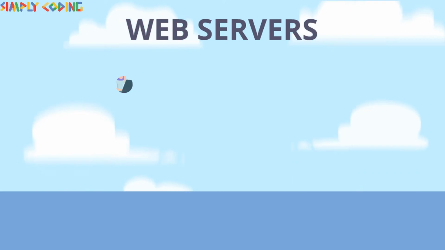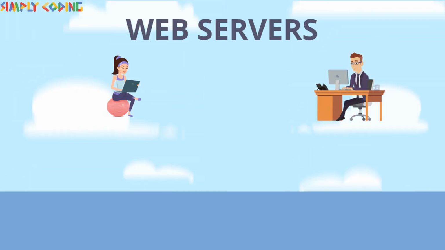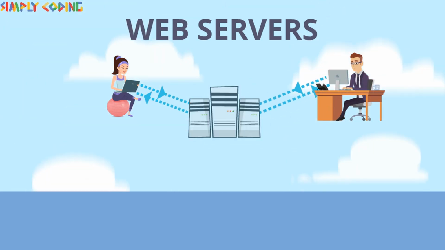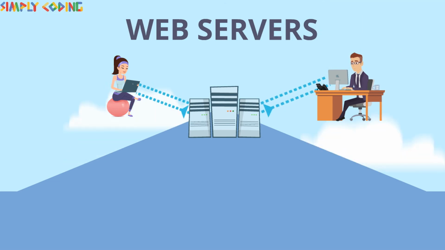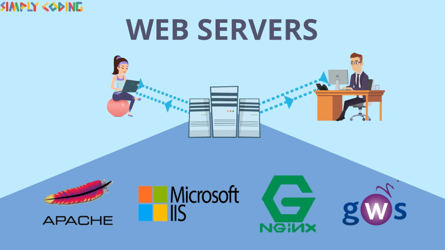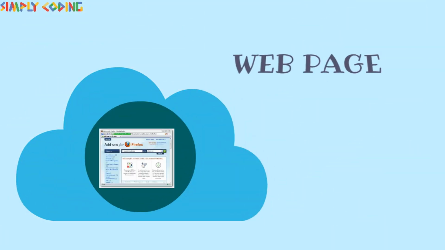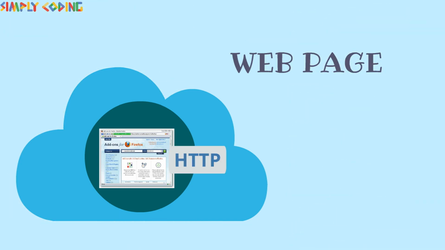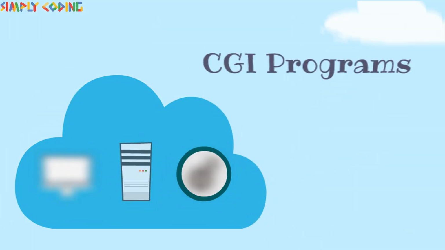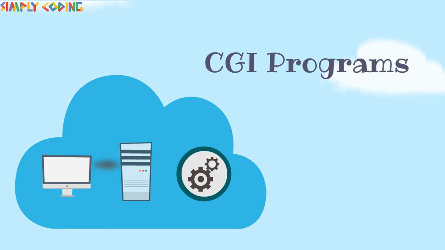Coming back to web servers, they are servers that store web documents and respond to the requests made by web browsers. Popular web servers are Apache, IIS, etc. The primary purpose of a web server is to deliver web pages on the request of clients using the hypertext transfer protocol. Web servers run special programs called CGI programs which help them accept requests and fetch the required output as per the request made by the client.